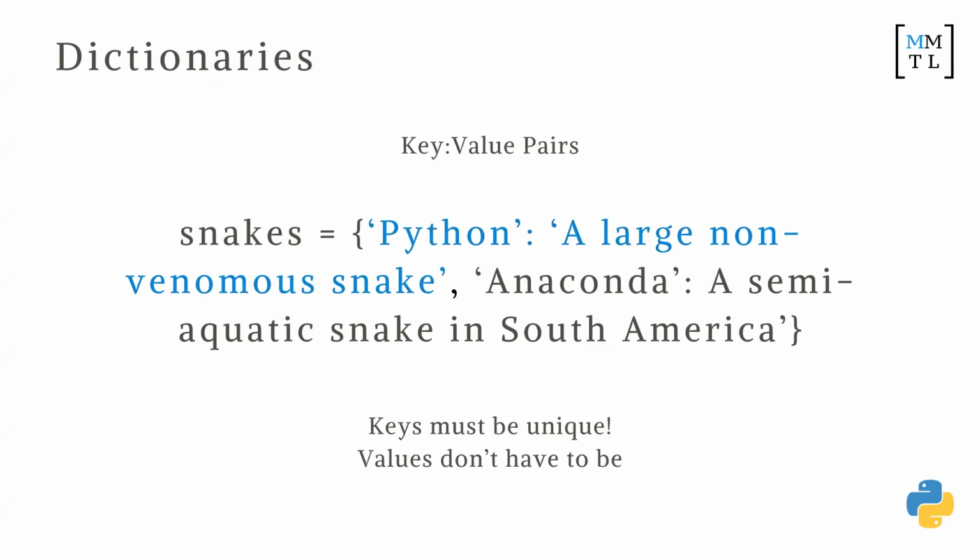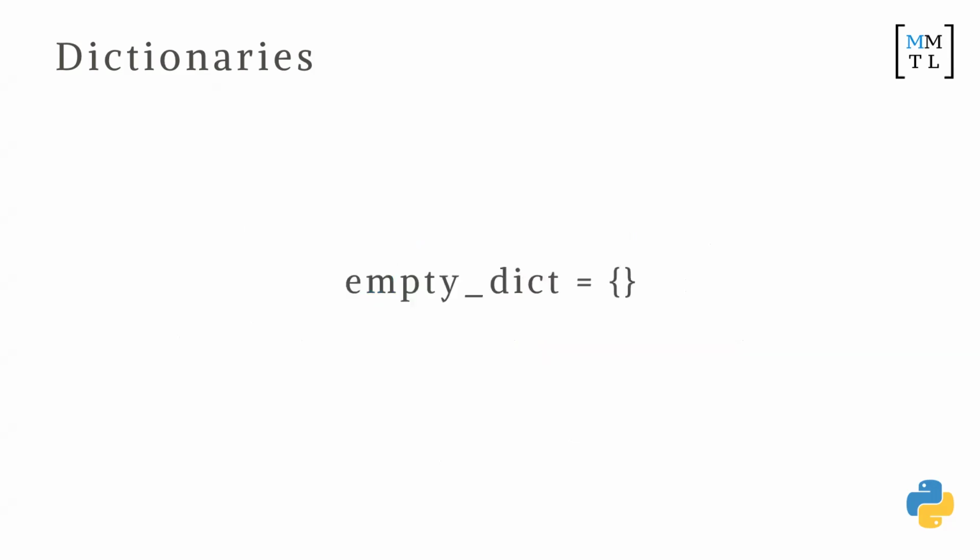Now, keys have to be unique. So you can't have 2 Python entries, for example. Okay, values don't have to be unique. So for example, if we change anaconda to a large non-venomous snake as well, Python is perfectly happy to accept that. Okay, but it cannot accept a second Python. Now you can create an empty dictionary, so initialize an empty dictionary just like so. So it just uses curly brackets with nothing inside.